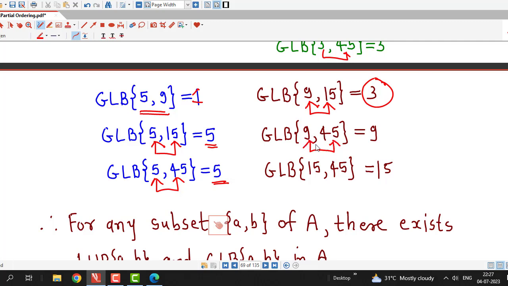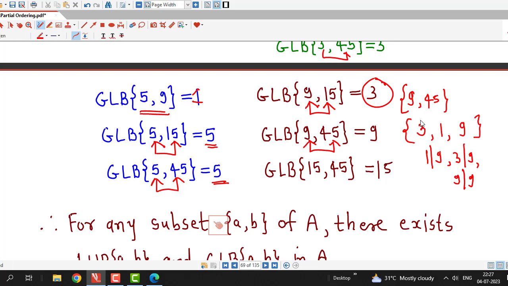GCD of 9 and 45 is 9, that is the GLB is 9, because if we consider this set 9 and 45, then we can see 3 is also a lower bound, and 1 is also a lower bound, and 9 is also a lower bound. But 1 divides 9, 3 divides 9, and 9 also divides 9. Therefore the greatest element of this set is 9, and therefore 9 is the greatest lower bound. Similarly, the greatest lower bound of 15 and 45 is the GCD of 15 and 45. Here also the GCD of 9 and 45 is 9.